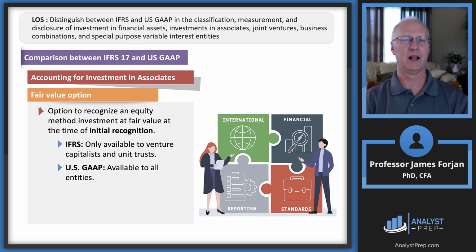All right, how about an LOS that asks us something different? So here we go, distinguish with all this stuff. So we're comparing GAAP and IFRS 17. So there's this fair value option. This is an option to recognize an equity method investment at fair value at the time of its initial recognition. Under IFRS, this is only available to venture capitalists and unit trusts, but in US GAAP, this is available to all entities.